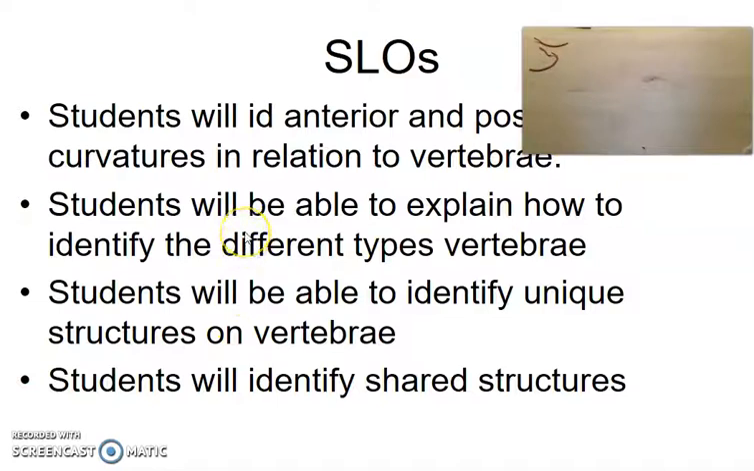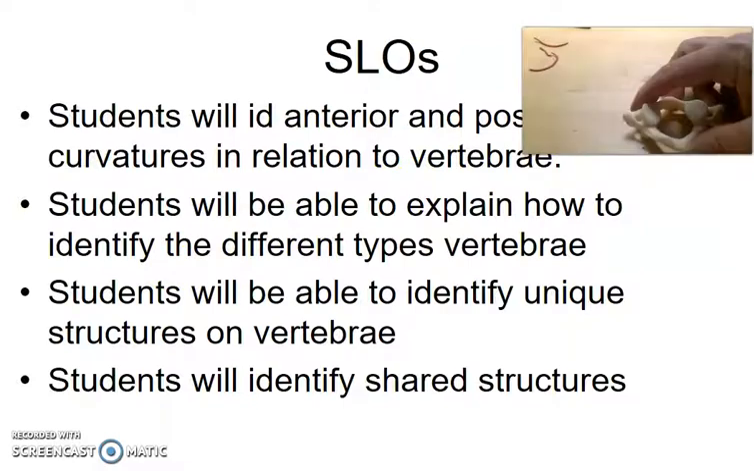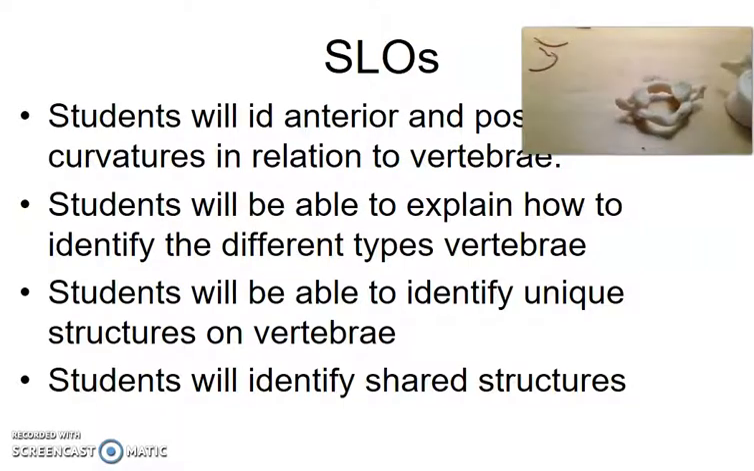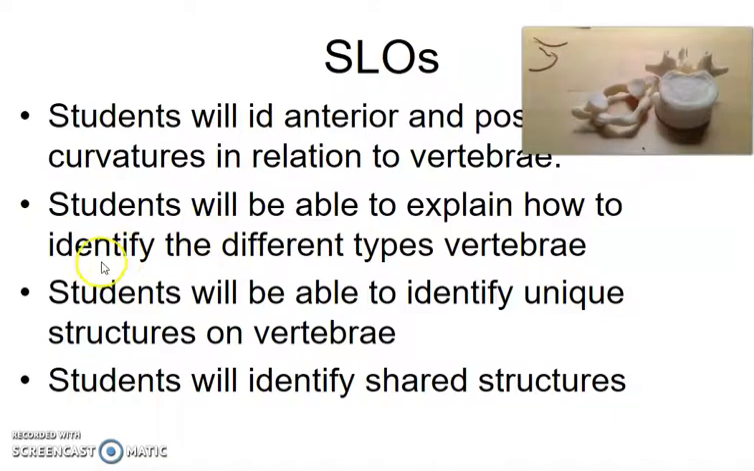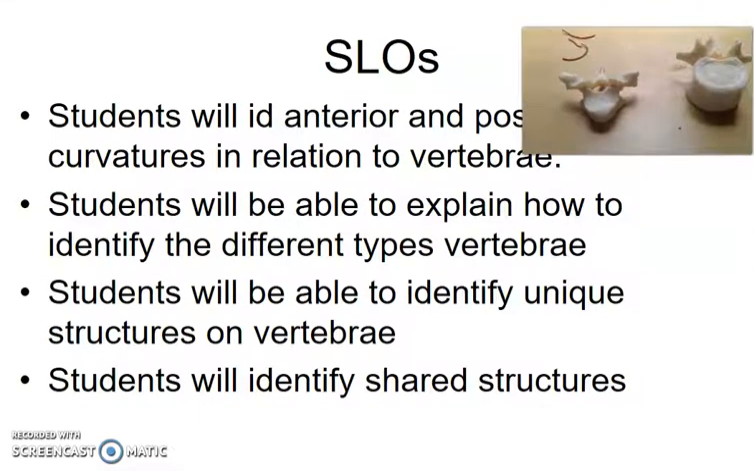So, we are going to look at the vertebral column. We are going to contrast the anterior and posterior curvatures. We'll explain the differences between something like this, which is the atlas, and something like this, which is a lumbar vertebrae. We will talk about common parts, so most of them are going to have a body, a transverse process, a spinous process. So we'll talk about the structures they all have, and then we'll look at unique structures, as in why do I know that is a lumbar vertebrae and this is a thoracic vertebrae.